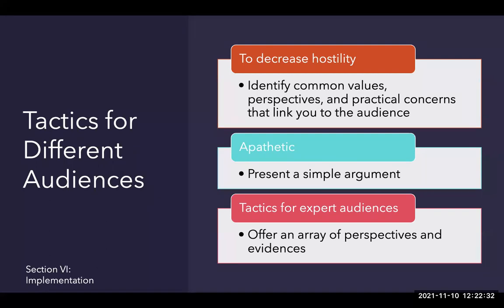So these are different tactics that can be used for different audiences. To decrease hostility when we know that we are dealing with someone who is hostile against our proposal, we need to identify common values, perspectives, and practical concerns that link us to our audience. We need to cite authorities or experts that the audience is likely to respect, and we need to discuss our own credentials or experiences that increase our credibility. And we need to present both sides of complex issues, freely admit that alternative viewpoints are inevitable, and use humor and anecdotes.